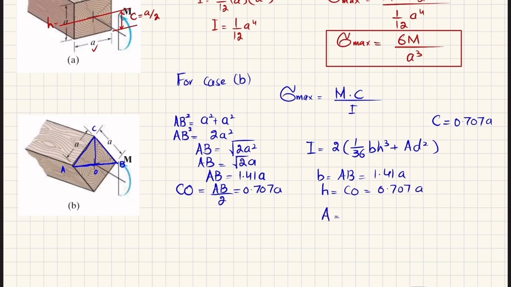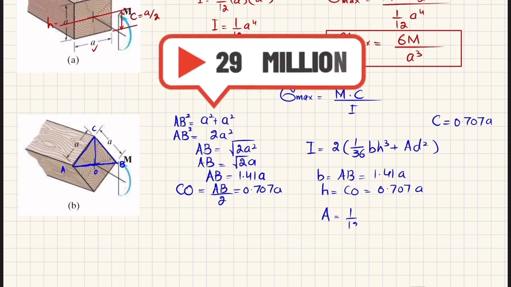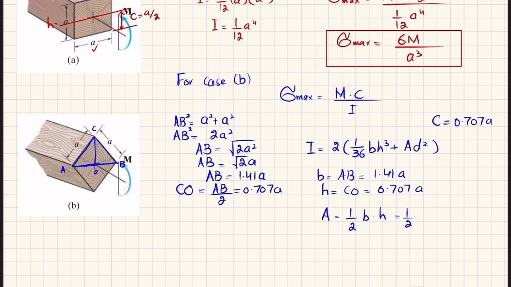And what is area? So area for this triangle is equal to 1 over 2 breadth into height. So 1 over 2, not 1 over 12. So this is 1 over 2 B into H. So B is 1.41 times A and H is 0.707 times A.